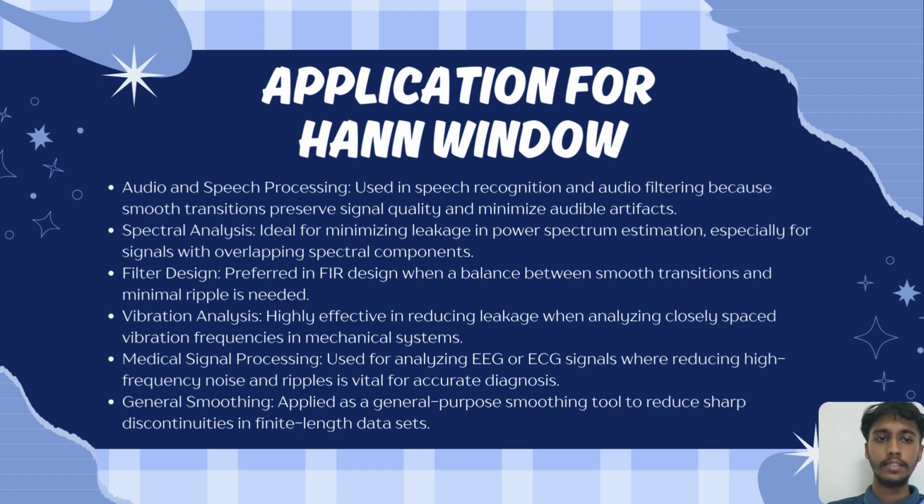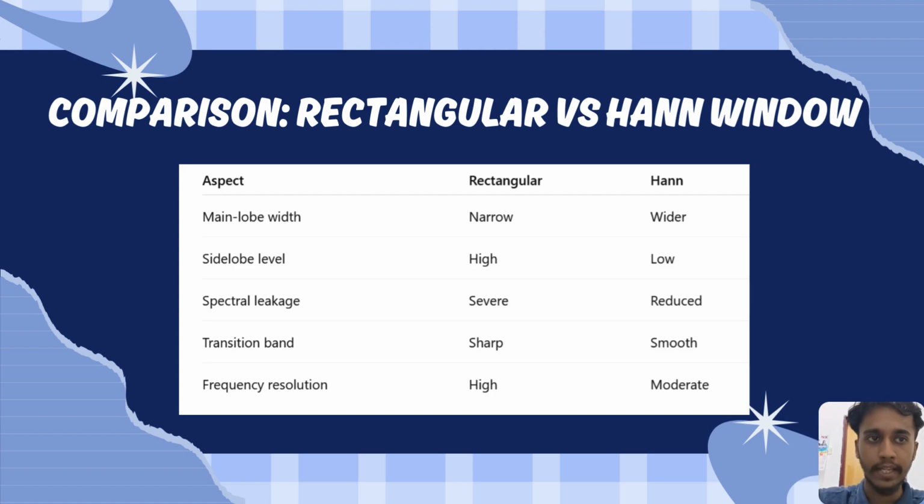Next, vibration analysis, where the Hann window is really effective in reducing leakage when analyzing closely spaced vibration frequencies in mechanical systems. Next, medical signal processing. The Hann window is used to analyze EEG or ECG signals, where reducing high frequency noise and ripples is vital for accurate diagnosis. Last one is general smoothing, applied as a general purpose smoothing tool to reduce sharp discontinuities in finite length data sets.